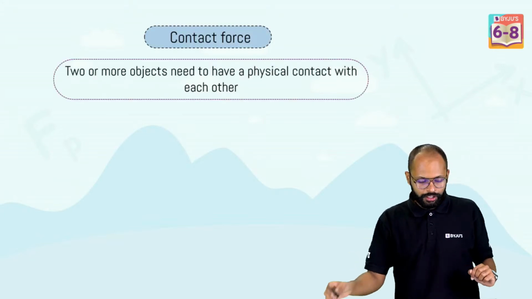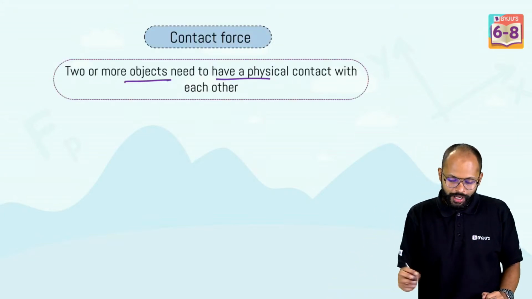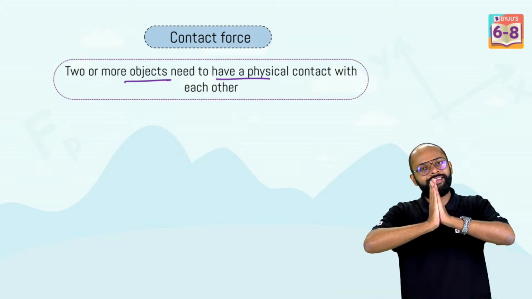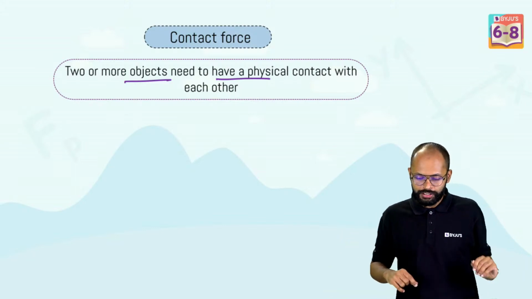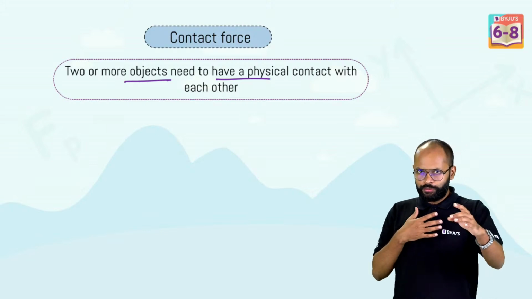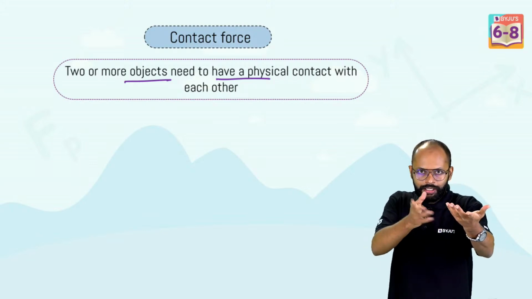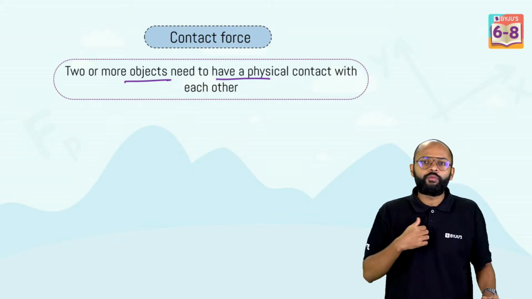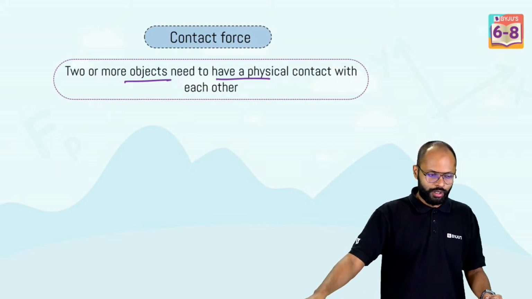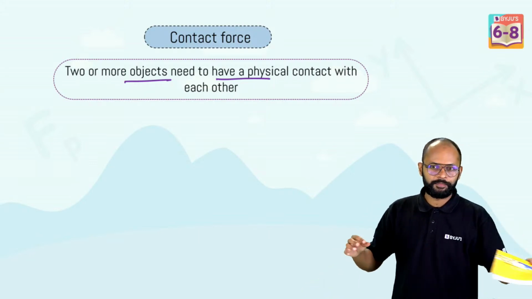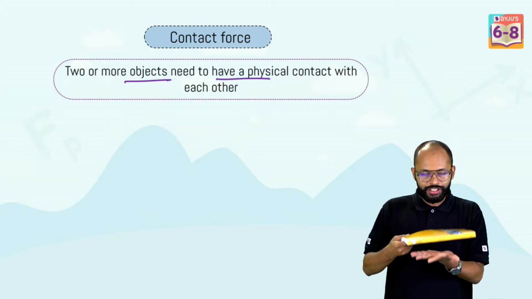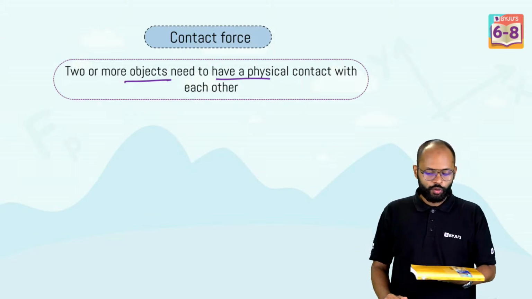So, let's talk about contact force now. What happens in contact force? Two or more objects need to have a physical contact with each other. You need to touch it and then only you can apply force. I told you, humans at least, we can't apply force without touching. If I am able to apply force on this book, let's say, if I am able to lift this book, I have to touch it, right?